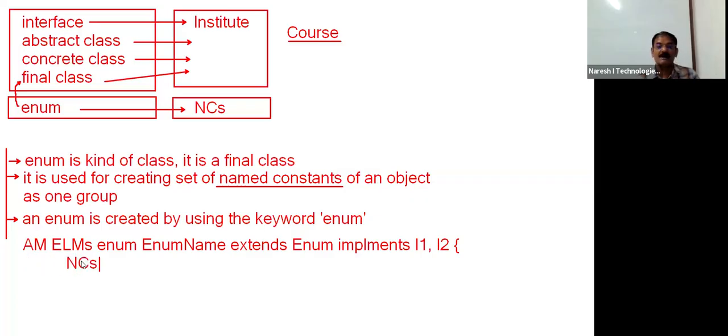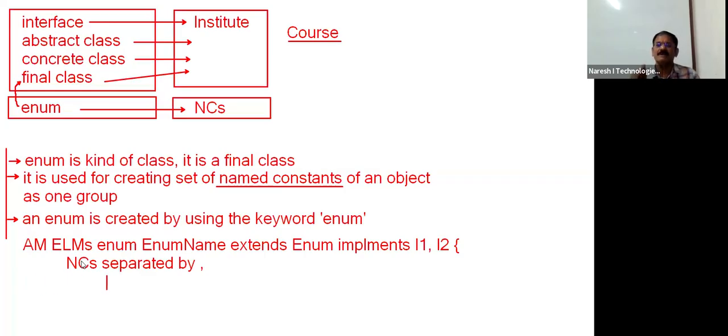Named constants. How many named constants? Red, blue, green. Whenever writing multiple named constants, I have to separate them: first one from second, second one from third. How to separate? Named constants are separated by comma. Okay, named constants separated by comma. Okay, and then, can I write any other member?